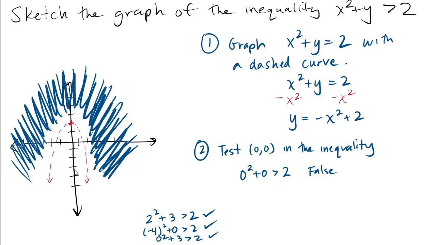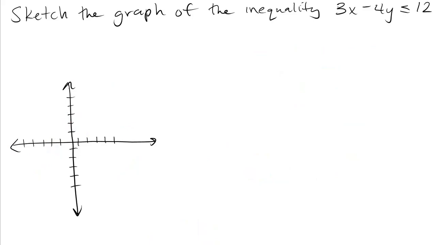Let's practice this a couple more times before we move on to systems. Let's sketch the graph of the inequality 3x minus 4y is less than or equal to 12. Step 1 is to graph the equation 3x minus 4y equals 12. This is going to create a boundary between the solutions and the non-solutions.